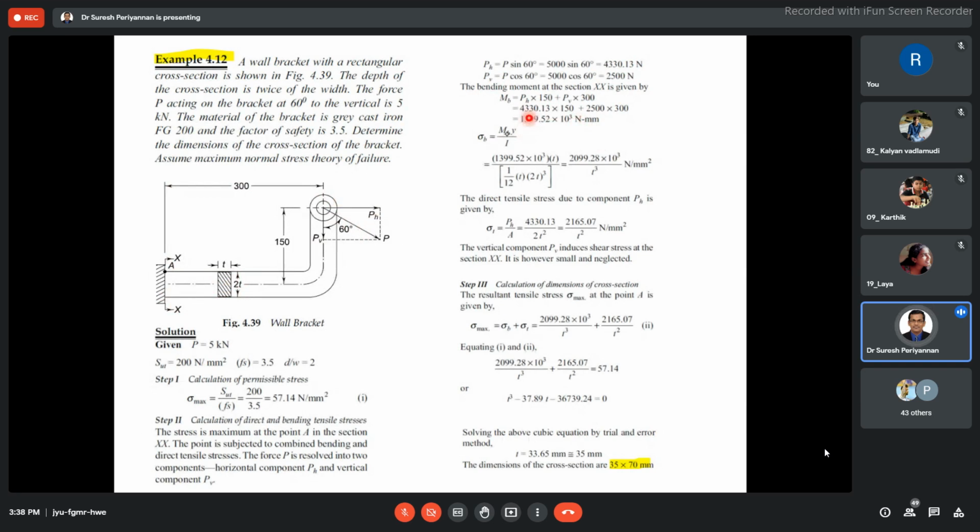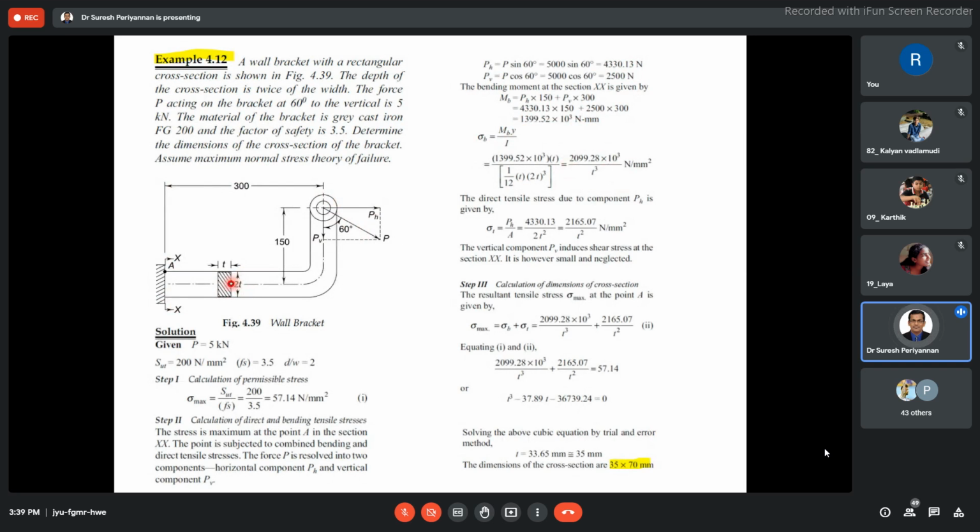Now, this is the bending stress. What is the bending stress? Sigma B is equal to sigma M by Y. Then find the bending stress in terms of T, because they didn't give the dimensions of the cross section. They have given all the dimensions of the bracket in terms of T, so finally we are finding in terms of T only.